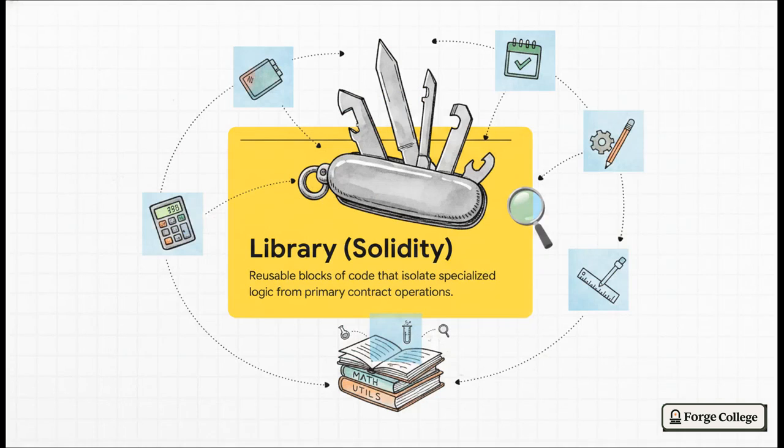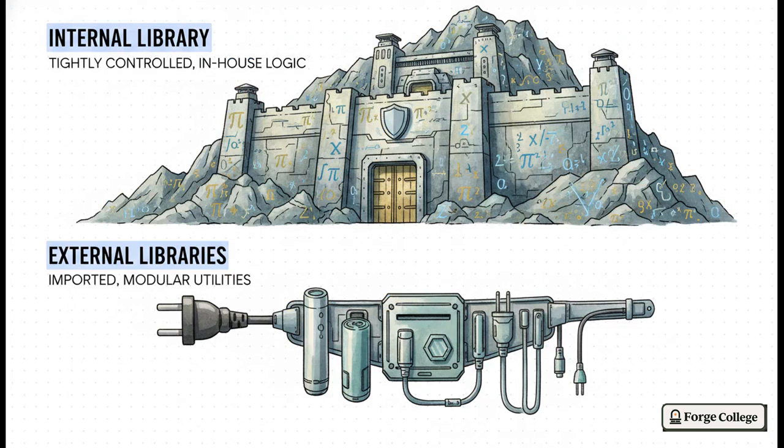Section 2. Internal versus external helpers. Let's establish what a library actually is in Solidity. Basically, they're reusable blocks of code that isolate specialized logic from your primary contract operations. Think about it like this. A monolithic smart contract is kind of like lugging around a giant 100-pound Swiss Army knife. It's just way too heavy. Instead, we use libraries to outsource that logic, which cuts down on duplication and makes everything so much easier to audit.